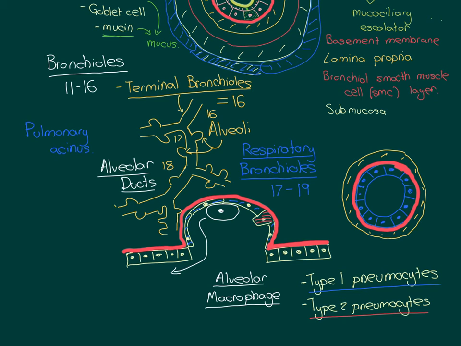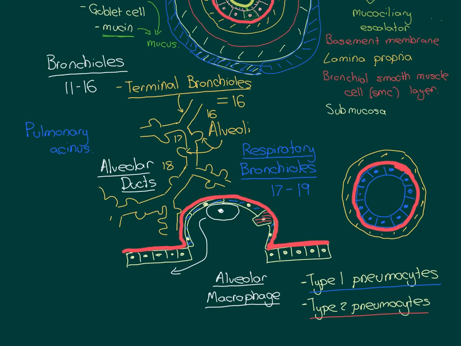So off here then, let's have this one splitting, and it's now becoming alveolar ducts. So now the airway itself is actually just built out of alveoli, so it looks more like this. Here are the alveoli. Whilst in fact, I might just rub this out and start again. Okay, so it'll look like this.